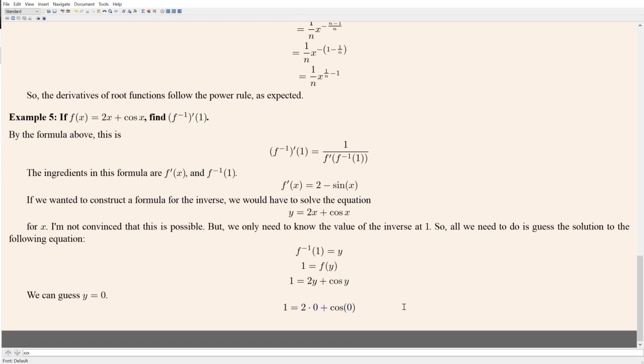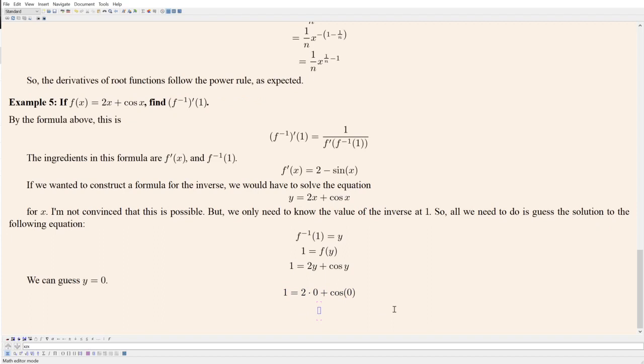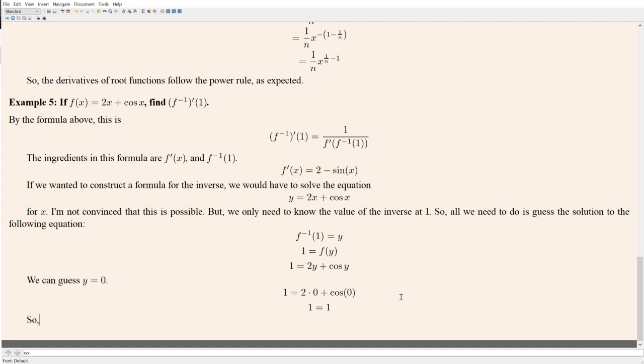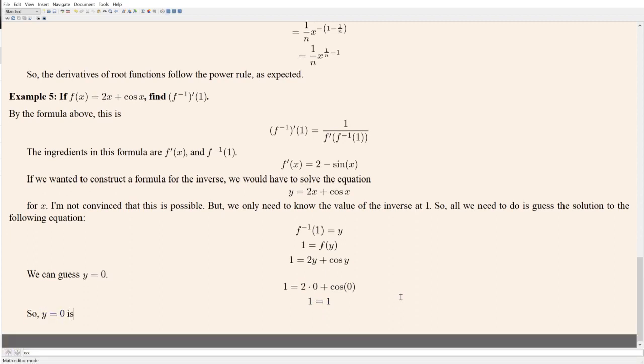Oh, well, indeed it is. Because 2 times 0 is 0. Cosine of 0 is 1. So y equals 0 is the unique solution. And we got that just by guessing. So for problems like these where you have to actually guess the value of the inverse, you would try 0, 1, -1. What are some other obvious guesses? Pi, maybe. It's going to be something easy.